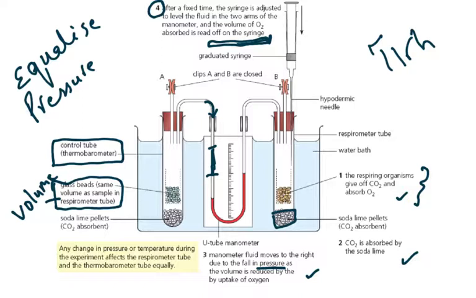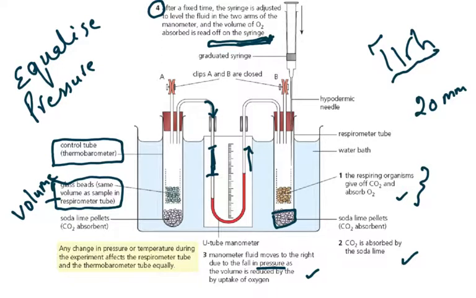This is the length of a column. ये जो move किया ये die, अगर ये इधर ऊपर को move करेगी, कितना move करी है? 20 millimeter move किया. 20 millimeter is the length of a column. ये हमें कुछ नहीं बता रहा. So what you have to understand is that after a fixed time, the syringe is adjusted to level the fluid in the two arms of the manometer and the volume of oxygen absorbed is read off in the syringe. So this is how you use this formula.